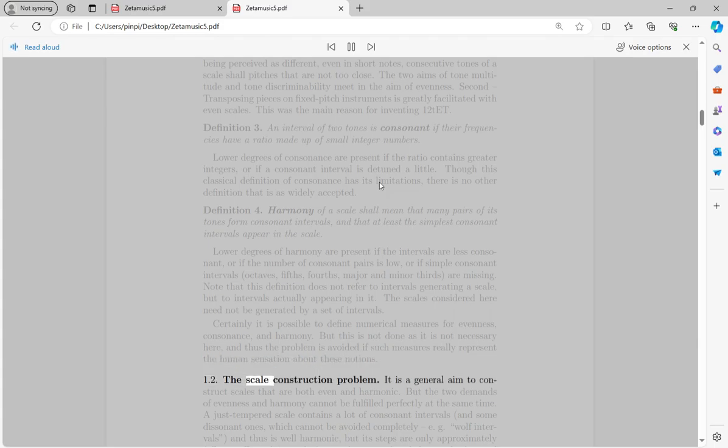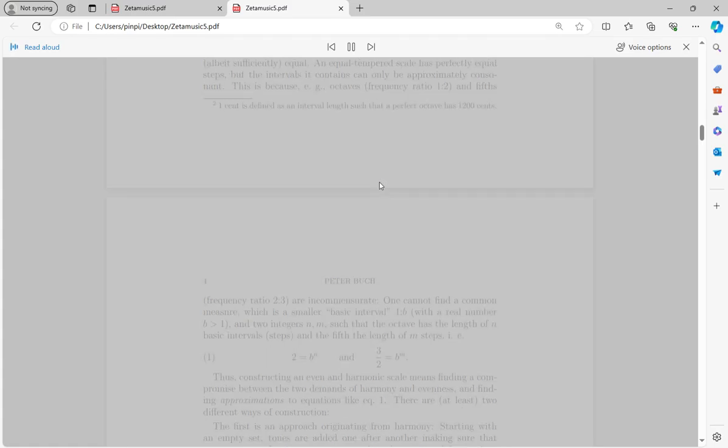1.2. The scale construction problem. It is a general aim to construct scales that are both even and harmonic. But the two demands of evenness and harmony cannot be fulfilled perfectly at the same time. A just-tempered scale contains a lot of consonant intervals, and some dissonant ones, which cannot be avoided completely, e.g. wolf intervals, and thus is well harmonic, but its steps are only approximately, albeit sufficiently, equal.